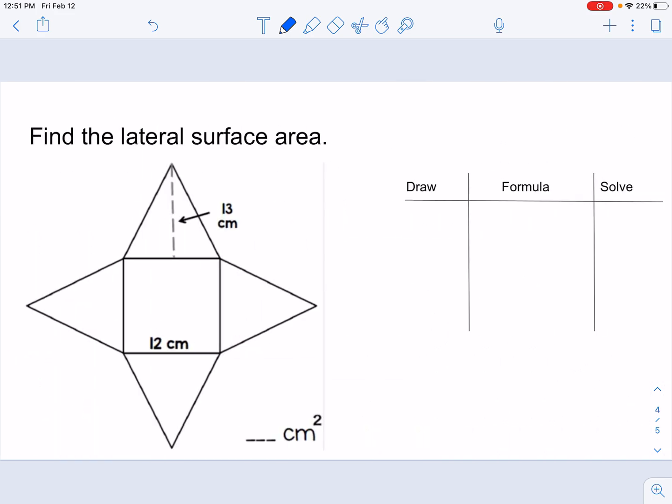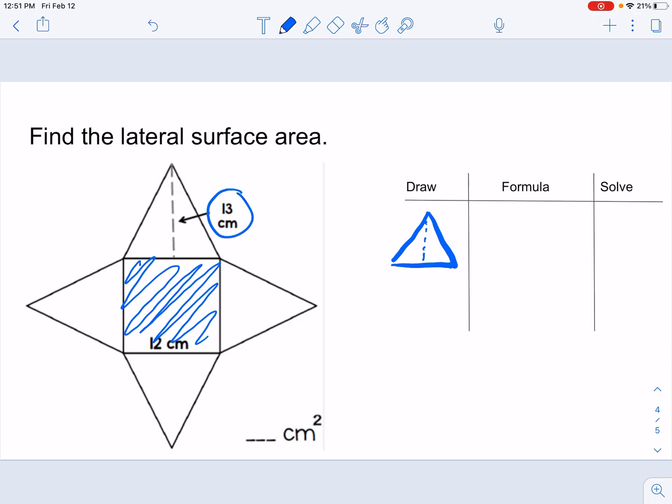All right, so let's take a look at this square pyramid. Okay, so remember, if we're finding the lateral surface area, we're not finding the area of the base. So here I have 4 triangles that all look the same. So if I draw my triangle, it has a height of 13, and a base. Each bottom of those triangles is 12. Okay, so to solve it, I have to use the formula for a triangle, half base times height.